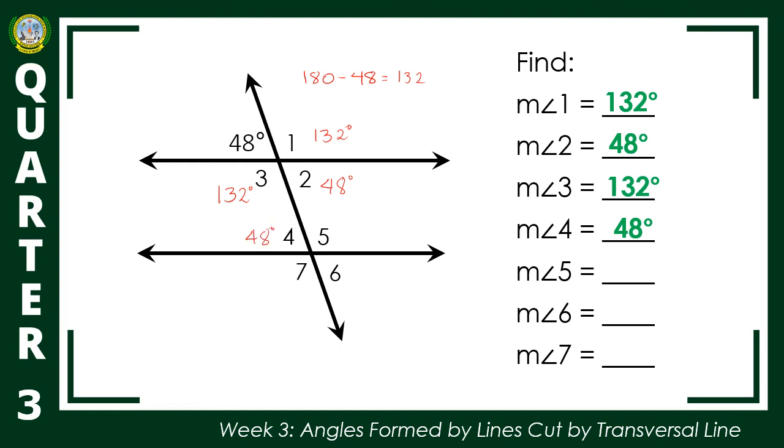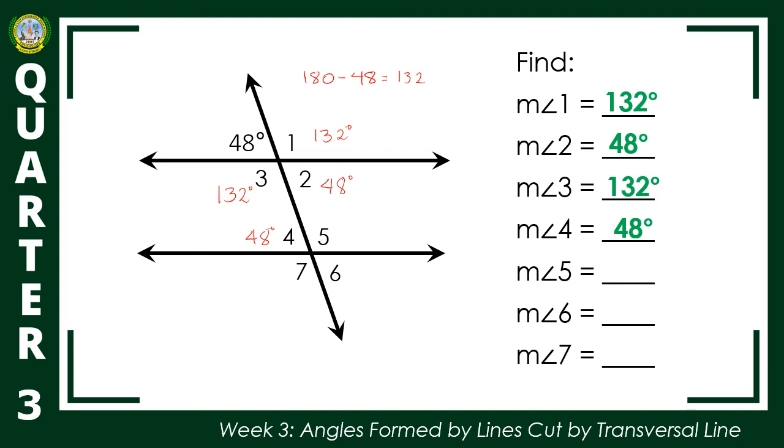Ano? So, aside from that, pwede rin nating sabihin na angle 2 and angle 4 are congruent because they are alternate interior angles. And based on the alternate interior angle theorem, they are congruent. Okay? So, ang isa pa na pwede nating gamitin na explanation dito ay yung same side interior angle theorem. So, di ba same side interior angles yung 3 and 4? According to that theorem, same side interior angles are supplementary. So since 132 na to, 180 minus 132, we will get 48 degrees.